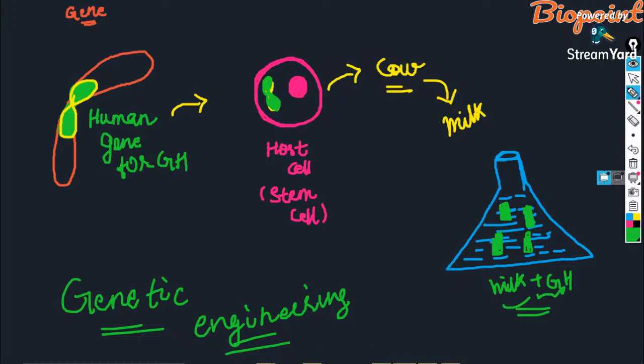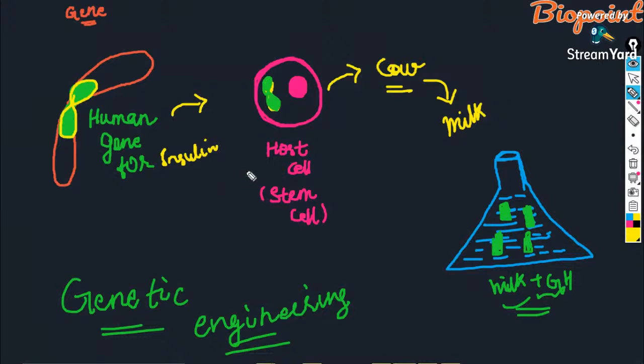Is it clear? Yes. So we have to desire a particular gene. Guys, I'm not telling you that only a gene for growth hormone can be done in this way. For example, if we have to treat a person with diabetes, then we can take the human gene for insulin.